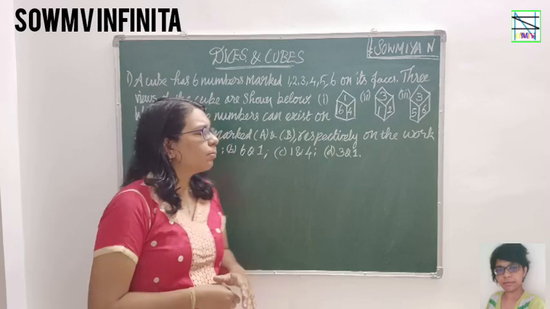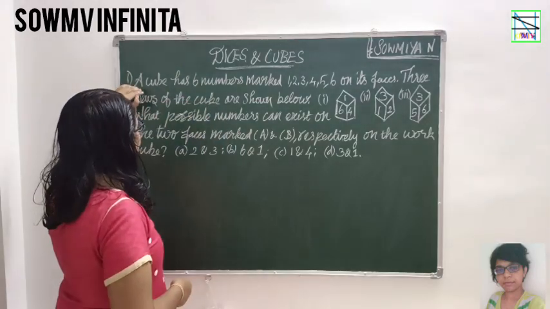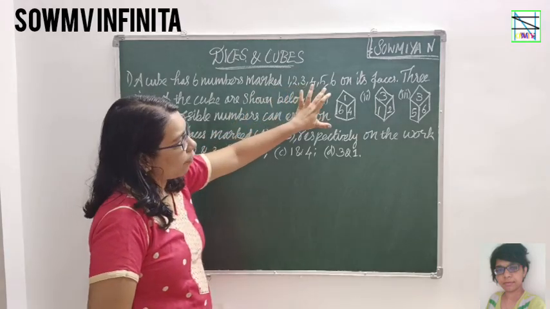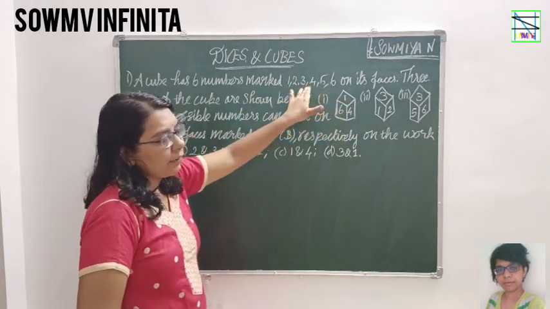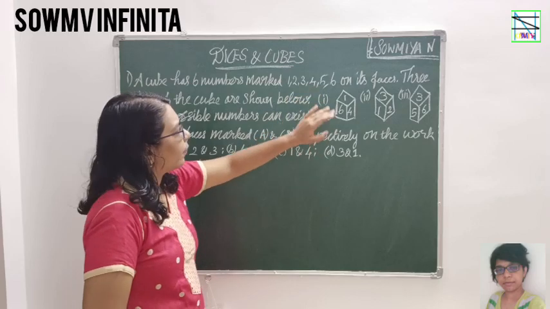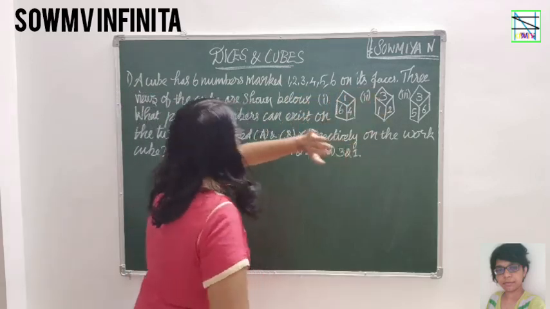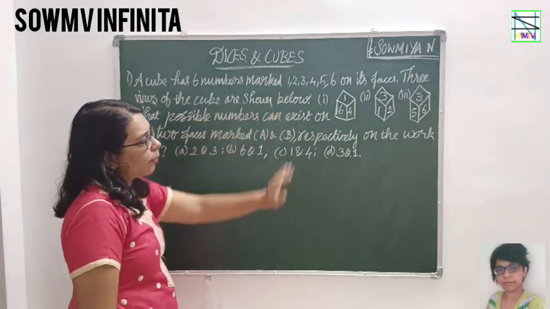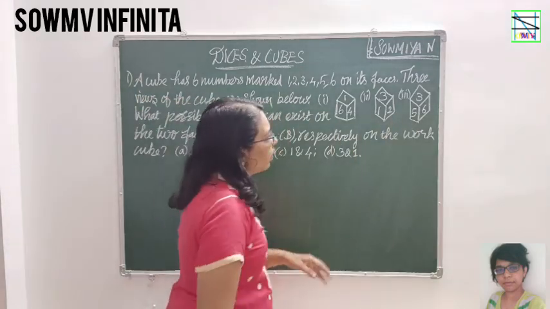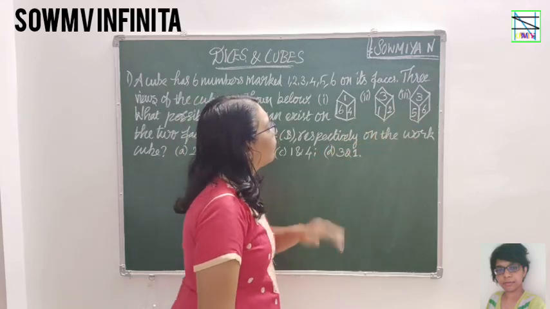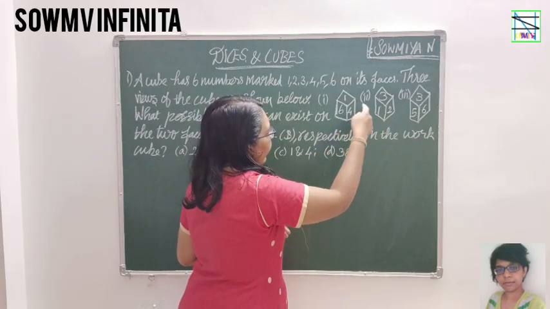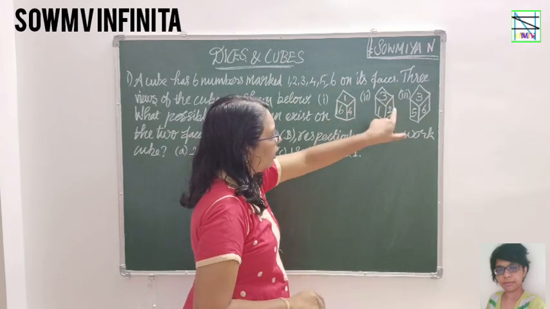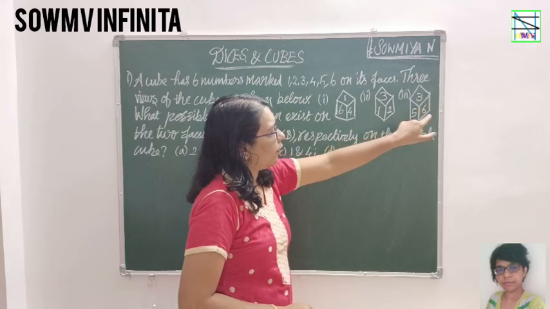First problem. A cube has 6 numbers marked 1, 2, 3, 4, 5, 6 on its faces. That is, a cube has 6 sides. Three views of the cube are shown below. So here 3 cubes are there. The first one has 1, 4 and 6. The second one has 3, 2, 1 and the third one has 3, 5, 6.